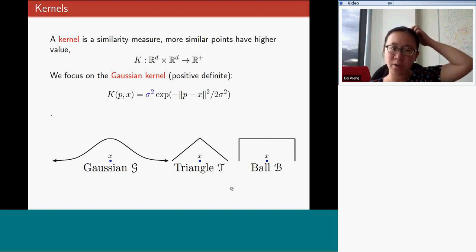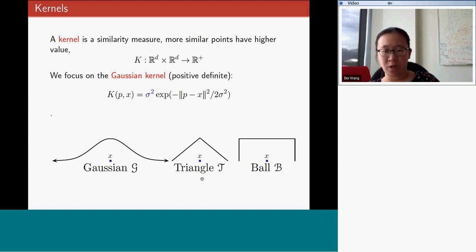But we see that all the properties we prove are very nice for the Gaussian kernel, and not for the triangle or ball kernel, because of the positive definite property associated with the Gaussian kernel.